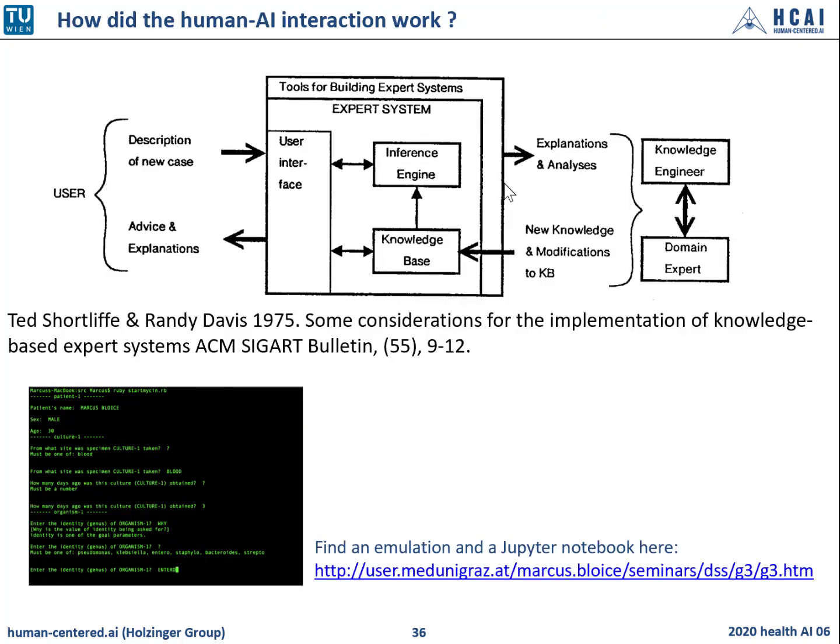So how did the human AI interaction work at this time? They had tools, expert systems, inference engine, knowledge base, and you see a huge part was the user interface, where of course the interface was a kind of explanatory interface which allowed the interaction between the doctor and the system in plain English language. But this is very good because the medical doctor understands plain language, okay? So this is a really good step to ask these questions in plain language. And find an emulation here from our own group. So there's a Jupyter notebook also here. If you have time, you can look it up and you can see MYCIN in action.